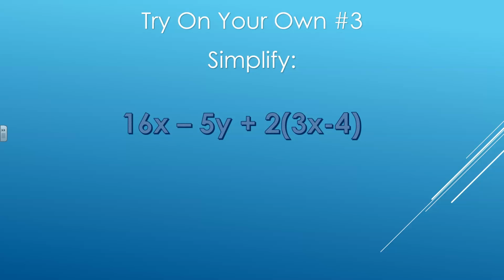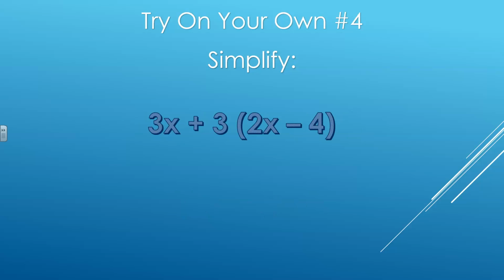16x minus 5y plus 2 times 3x minus 4. Go ahead and pause the video and try on your own. We should end up with 22x minus 5y minus 8. Try on your own number 4. 3x plus 3 times 2x minus 4. Go ahead and pause the video and try on your own. We should end up with 9x minus 12.